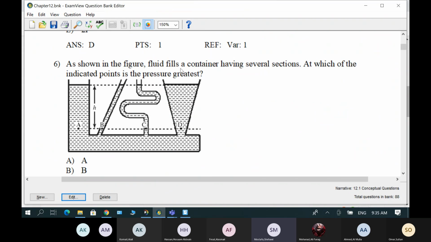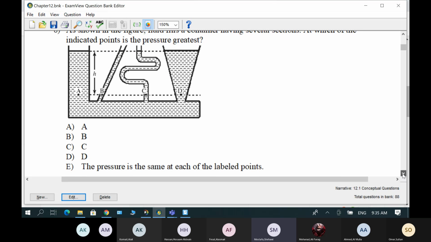As shown in the figure, fluid fills a container having several sections. At which of the indicated points is the pressure greatest? You have point A, point B, C, and D, and he's asking at which point you have the greatest pressure. And you have answers here, Ahmed, A, B, C, D, and the pressure is the same at each of the labeled points. So choose one answer from A to E and type it in the chat area.